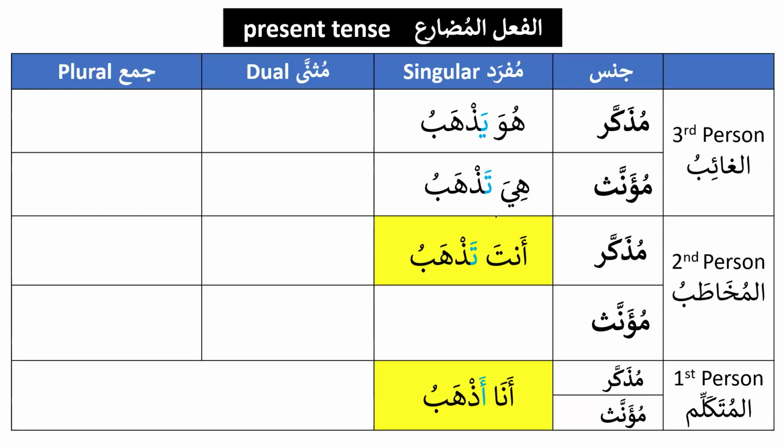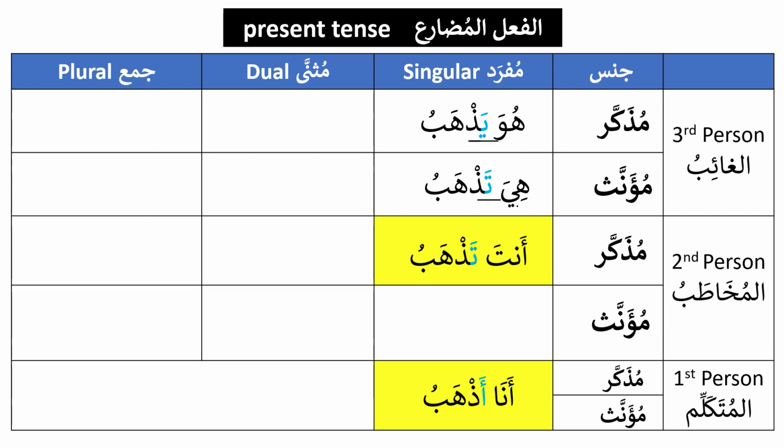Present tense. As you know, we have started our course with the present tense, and we have already learned that for the third person singular we say yadhhabu, and when we use the pronoun you will say huwa yadhhabu. So he goes starts with ya, and when you want to say she goes, we will say hiya tadhhabu. And remember, even if we don't use hiya, it's still fine.